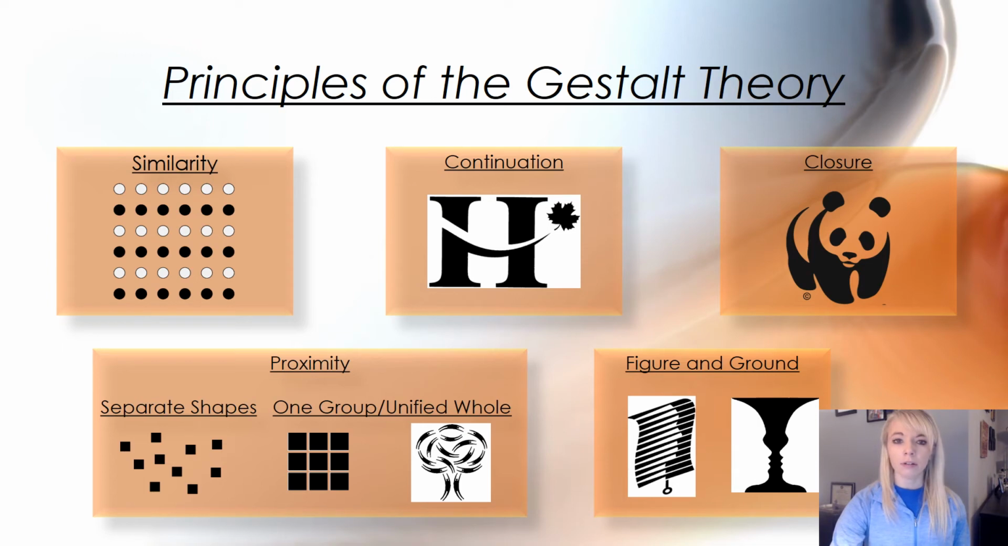Last is figure and ground. These images are perceived one way at first, then can be seen another way due to the contrasting black and white background. Once we see the image one way, it can be difficult to see it a second way after the brain's initial analysis.